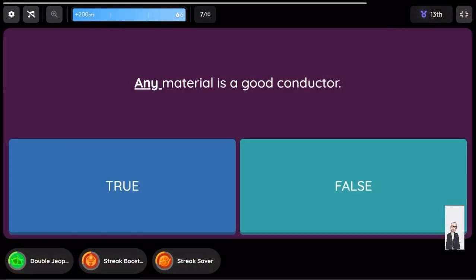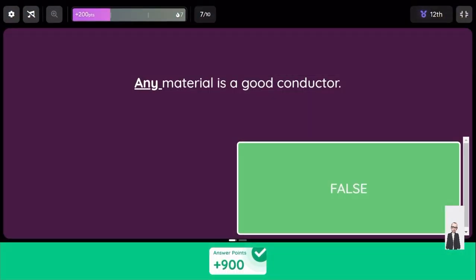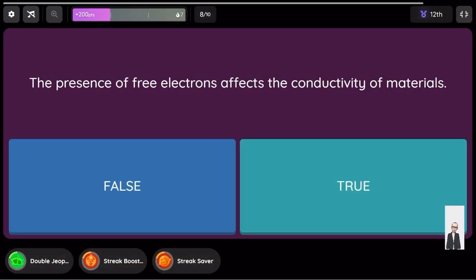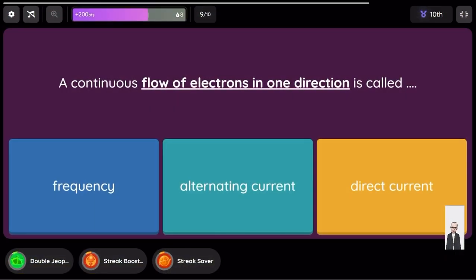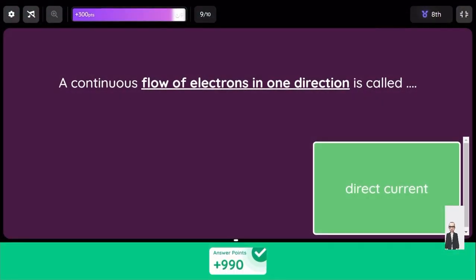Any material is a good conductor. We know that that is false. The presence of free electrons affects the conductivity of materials. Is this statement true or false? This statement is true. 2 more questions. A continuous flow of electrons in one direction is called frequency, alternating, or direct current. It is, of course, direct current in one direction only.